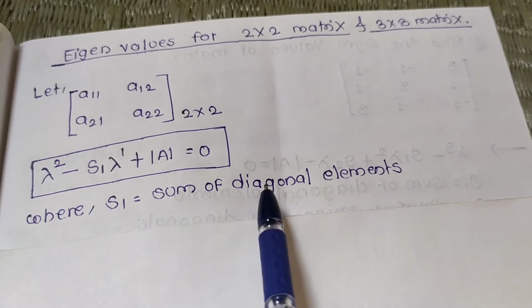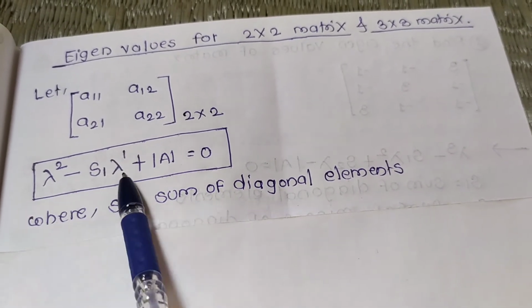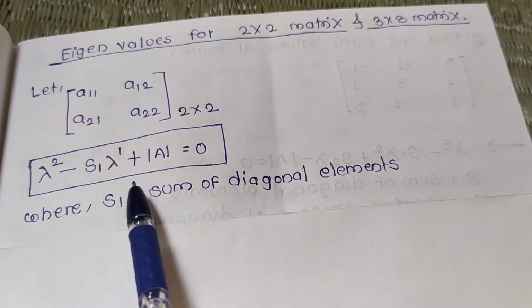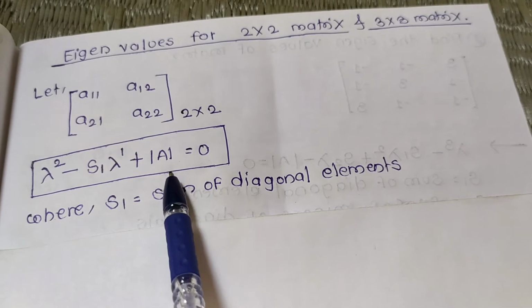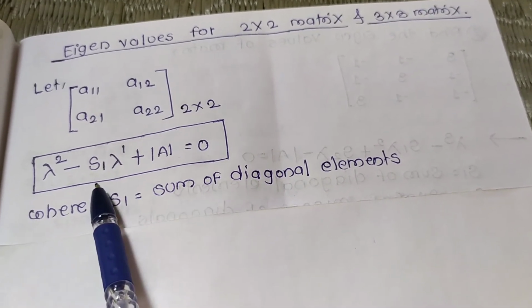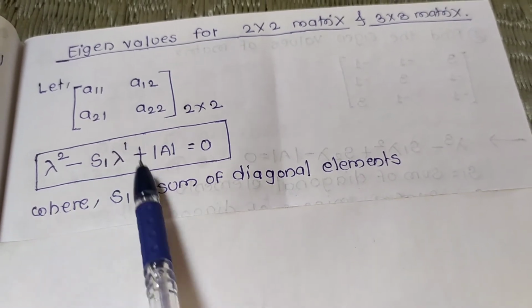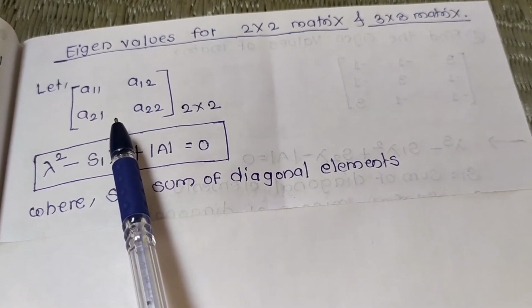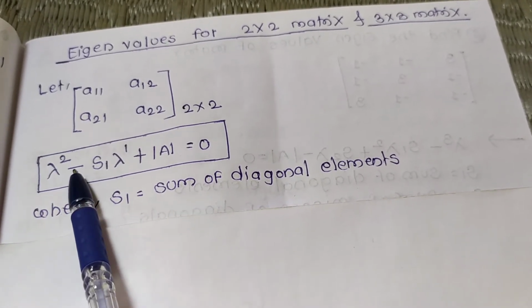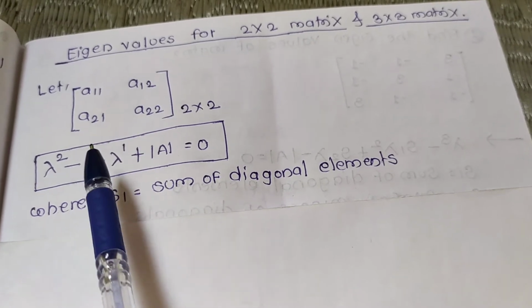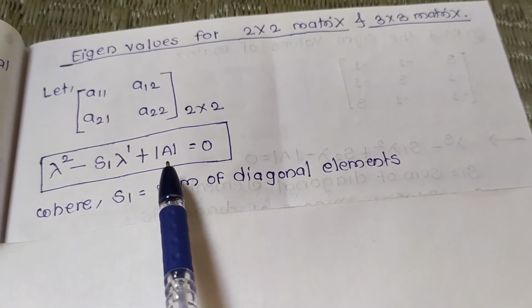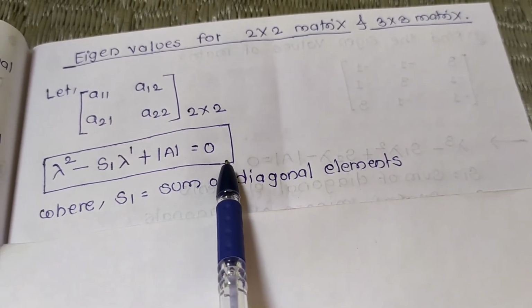S1 is the sum of diagonal elements and lambda is the roots or values, the eigenvalues. After calculating this equation, we get the values of lambda, which are the eigenvalues. See, for a 2 by 2 matrix start from lambda square, plus sign, then minus sign, then plus sign. The formula is easy: lambda square minus S1 lambda plus determinant of A is equal to 0.